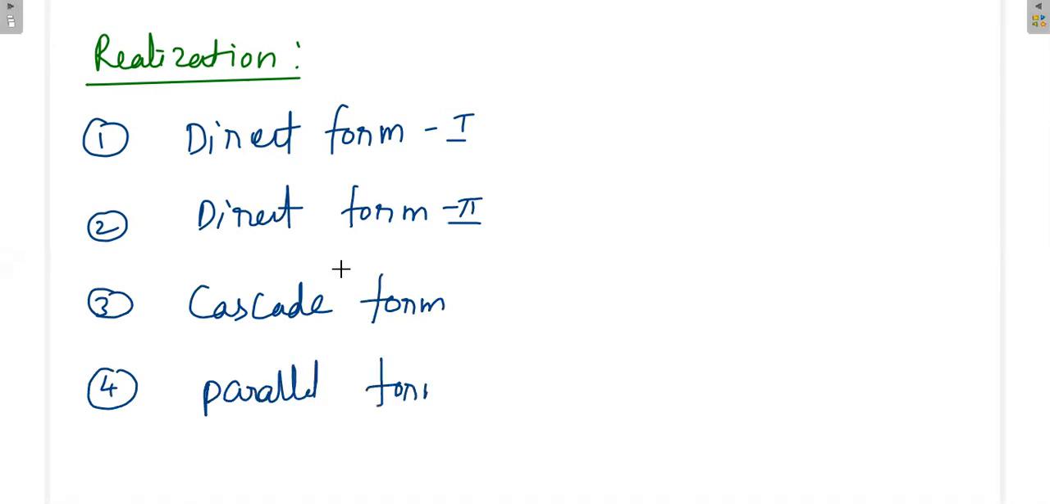From the names, you already know what cascading means and what parallel connection means, but direct form 1 and direct form 2 may be a little different. First we will see the theory of direct form 1, 2, cascade form and parallel form separately. Then finally we will see the advantage of one form over another form, which we will cover in later classes. In this class we'll discuss direct form 1 and direct form 2 realization.